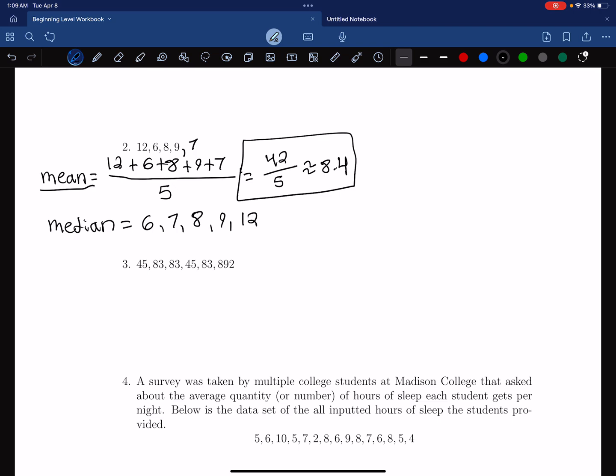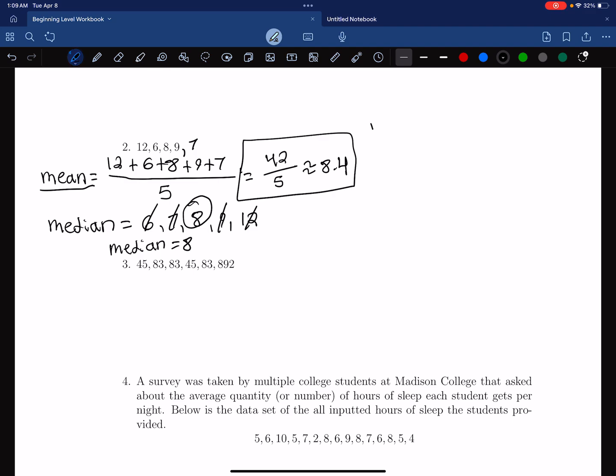And now we are going to cross out the numbers by groups of 2, which is what we did last time. So 1, 2. So we crossed out groups of 2. And then now we are left with this data value here in the middle, which is 8. And that is our median right there. So our median is 8.